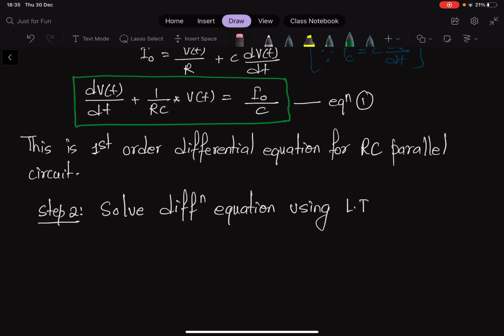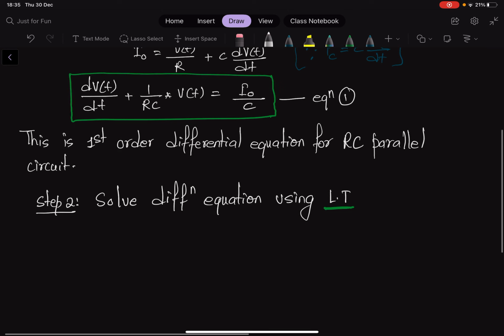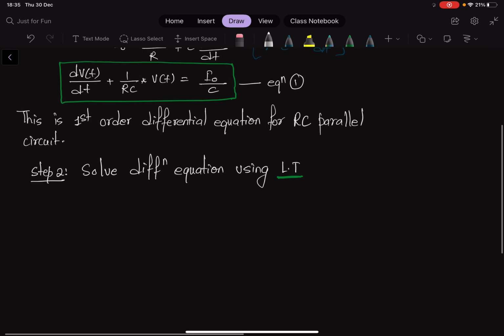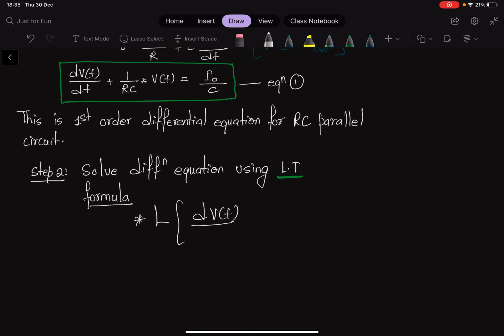Now, when we are solving the differential equation, we need to look at the formulas because we are using Laplace. So we need to know the formulas of Laplace transform. What are the three formulas we're going to use here? I'm going to write those formulas here. The first formula is for the derivative. The Laplace transform of the derivative is going to be sV(s), because the Laplace transform converts the time domain into the frequency domain, and then it provides you with the initial condition.